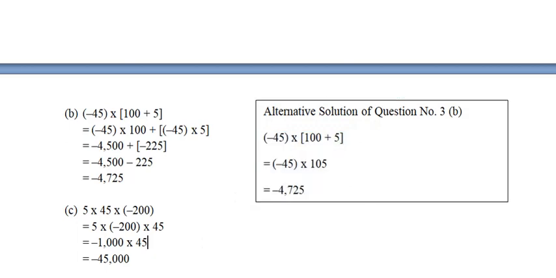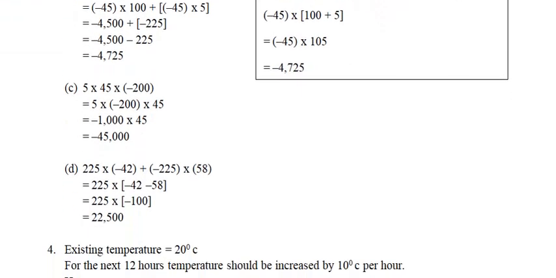Again, out here in question number C, it is the same thing. I have followed the property out here. You can simply multiply 45 into minus 200, or you can multiply 5 into minus 200 also, because it will give you 1000. So you just have to put three zeros out here, and the answer will be minus. We are just using the properties out here.